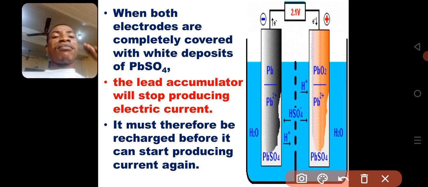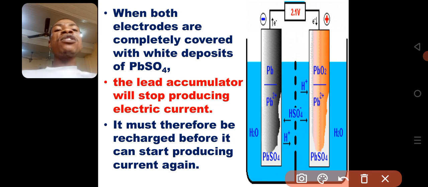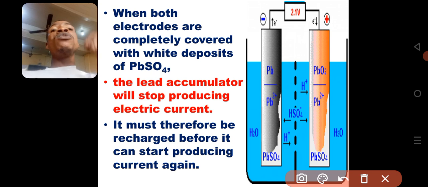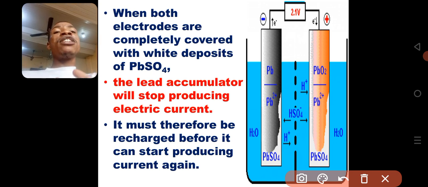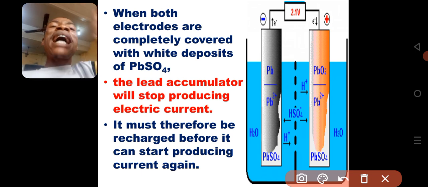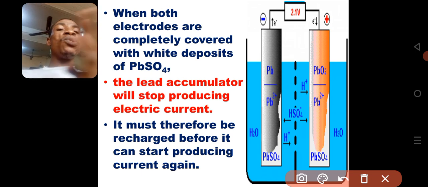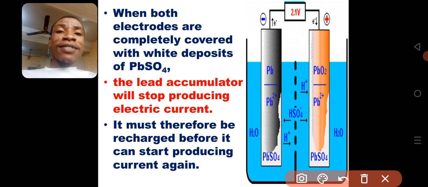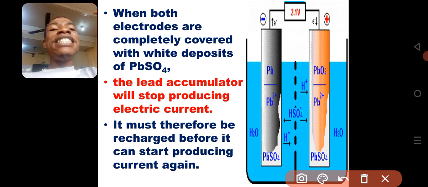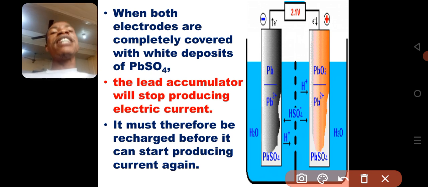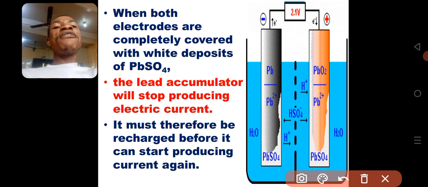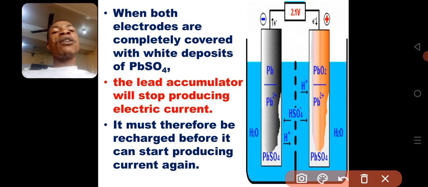So as the electrodes become completely covered with the white deposit of the lead-2 tetraoxosulfate 6 salt, the lead accumulator will stop producing current, because once you cover the electrode with that material, the electrode will no longer be able to interact with the electrolyte. So the process will stop. That means it has become fully discharged. So that's what happens when your phone is reading 100%, 90%, 80%, 70%, 10%, 5%, 1%. That is the amount of the electrode remaining to be covered.